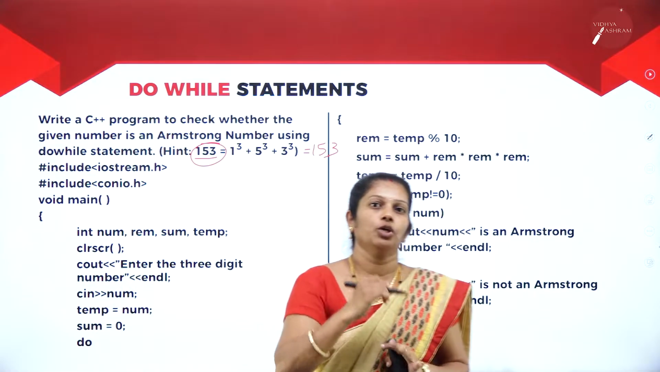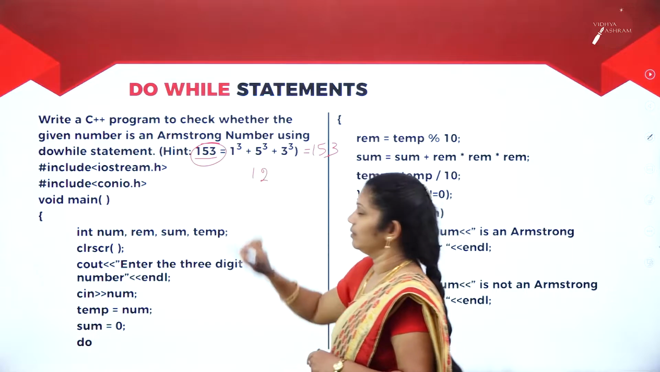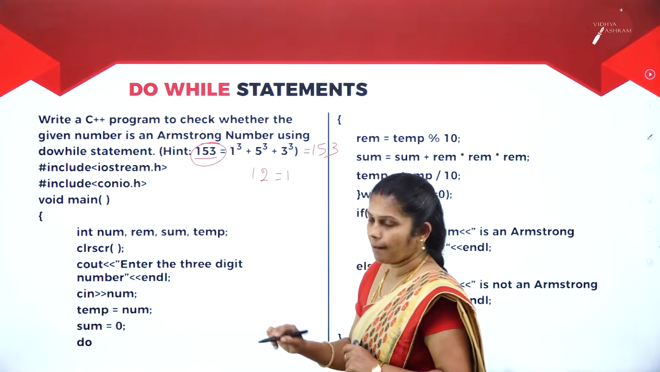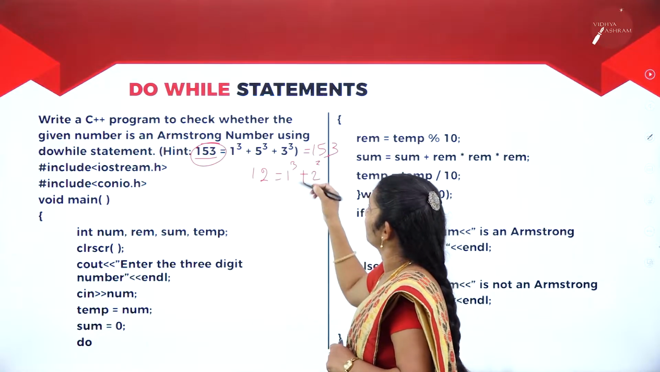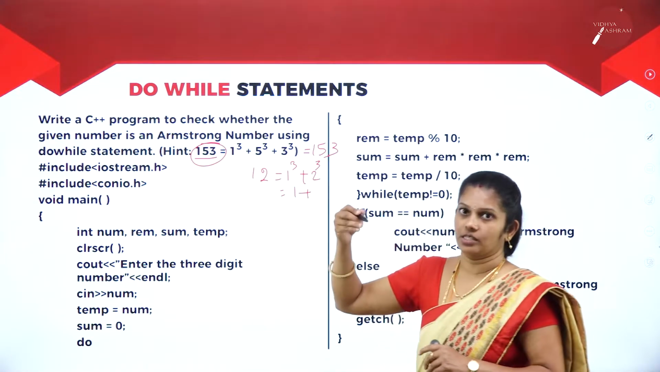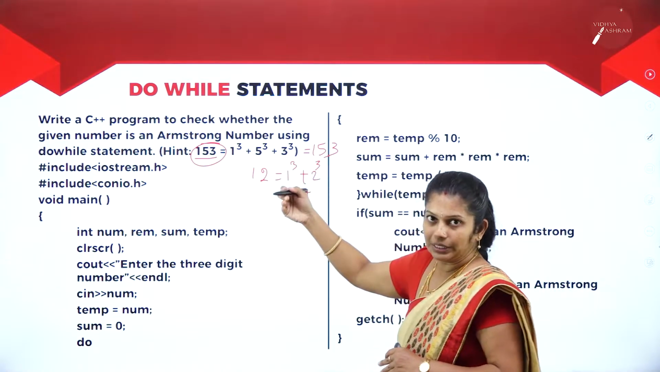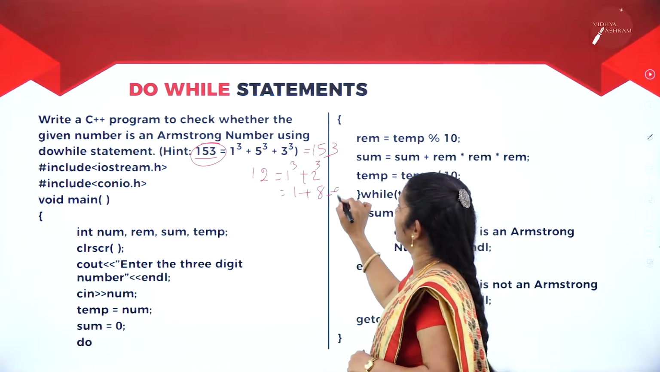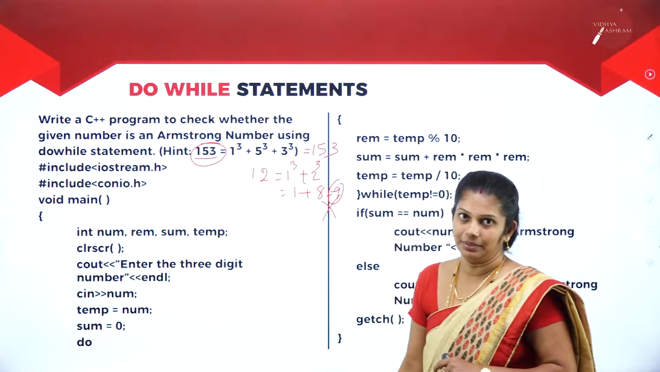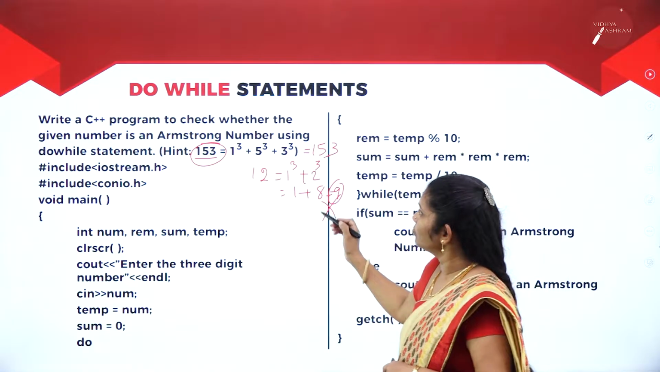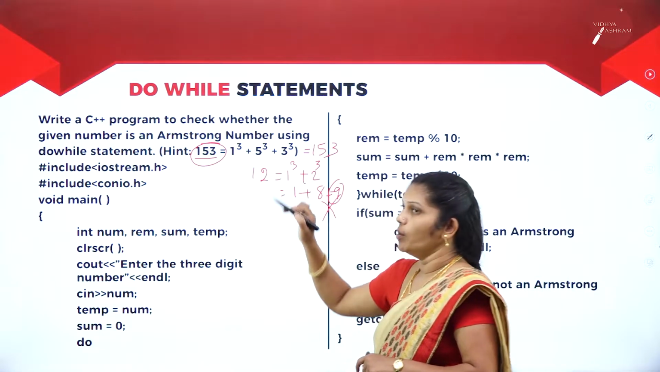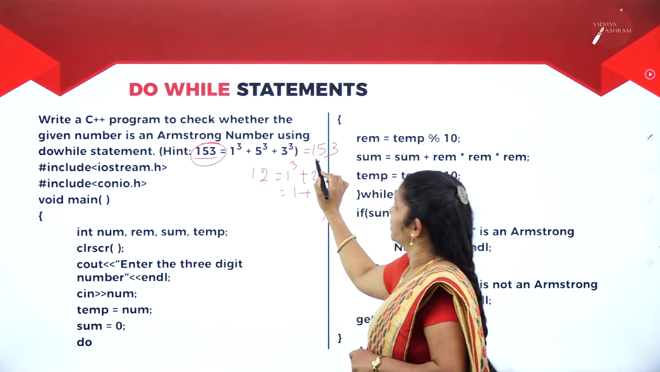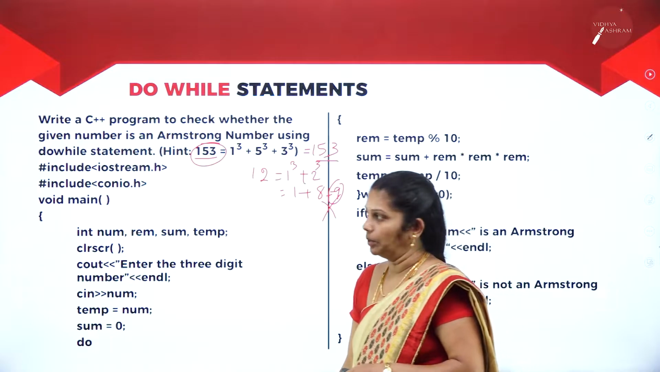For example, if I give the n value as 12, then we check whether it is an Armstrong number or not. What is the value? 1 cube plus 2 cube. 2 cube is 2 into 2 into 2, three times, so we get 8. Then when we add 1 and 8, we get 9, so this is not an Armstrong number. Now is it clear? An Armstrong number is nothing but the sum of the cubes of each and every digit, and if we get the original number, then it can be called an Armstrong number.